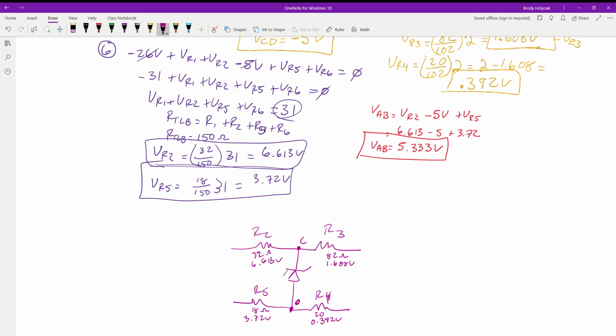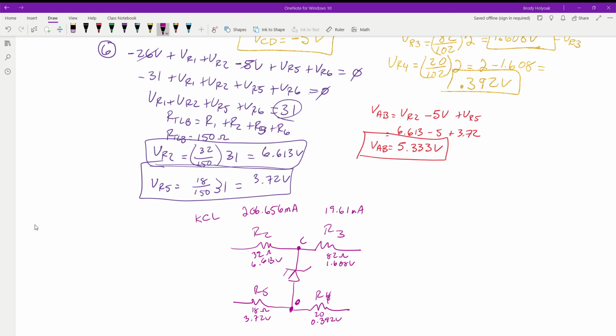Now we're going to use Kirchhoff's current law to solve for this one. Current going into a node equals current going out of a node. So we need to solve for the 4 currents. R2 is going to be 6.613 divided by our 32 ohms, so we're going to have 206.656 milliamps. R3 is 1.608 volts divided by 82 ohms, so we have 19.61 milliamps.